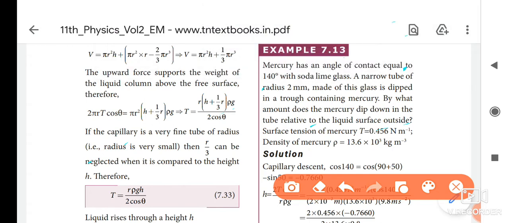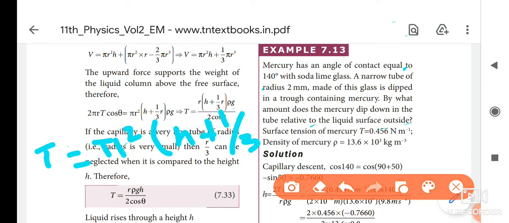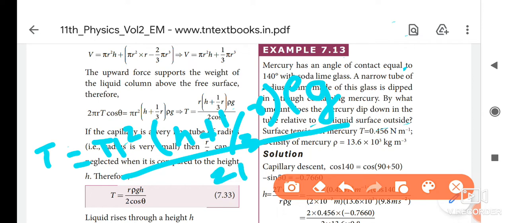So T is equal to, I take, what are the terms here? Pi r squared h plus 1 by 3 into r rho into g divided by, we want only the T value. So we take all the remaining things into the denominator. So what are the remaining things? 2 pi r cos theta.